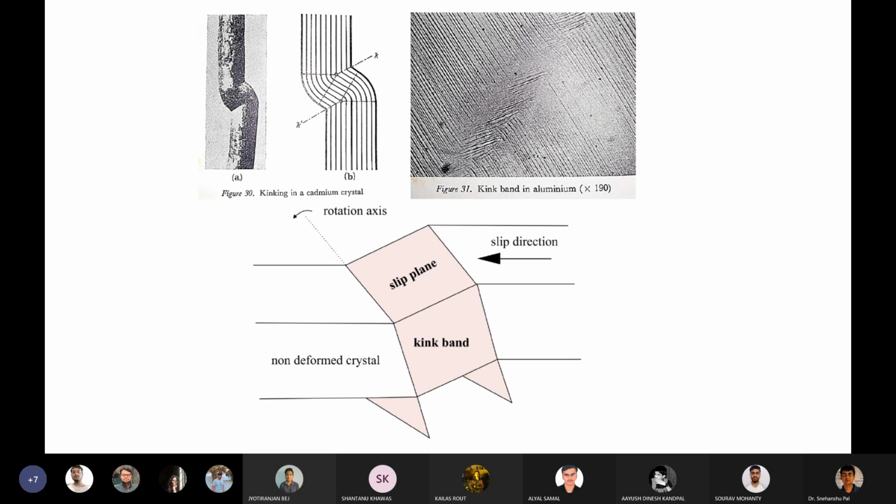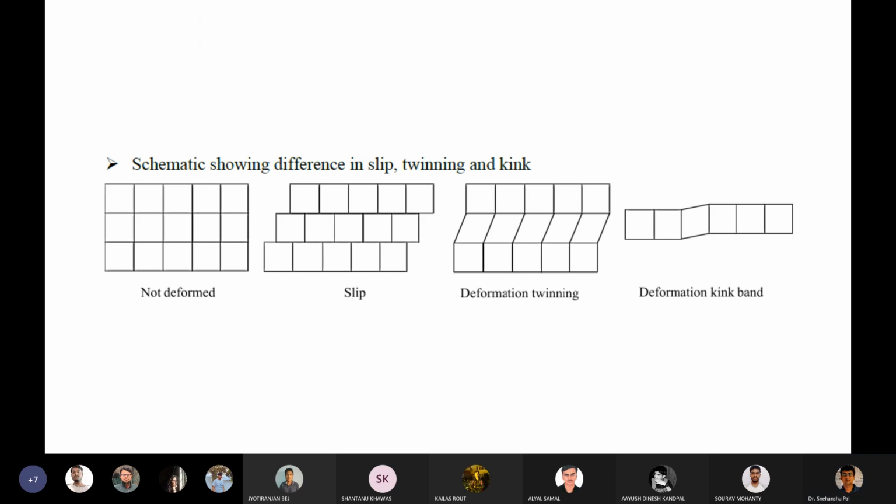And when we discuss work hardening, we will understand how the introduction of kink bands induces a faster work hardening process. Those things we are going to understand when we discuss work hardening or hardening phenomena.